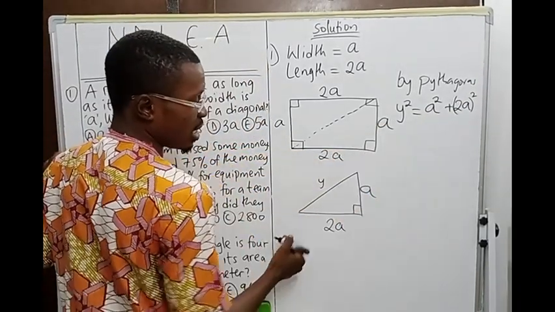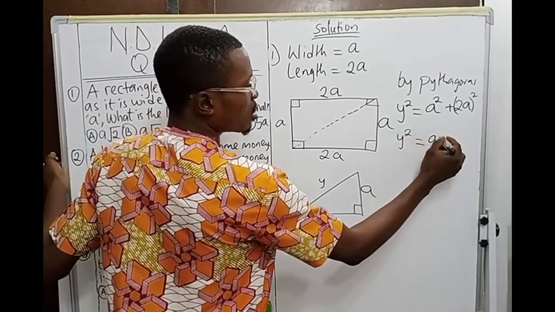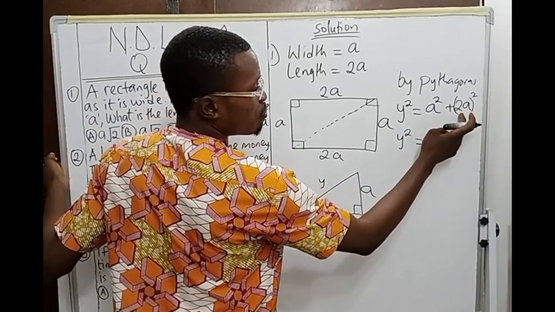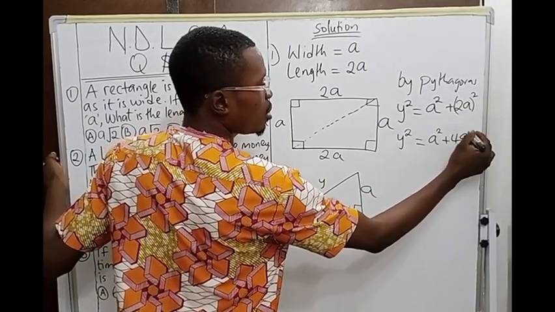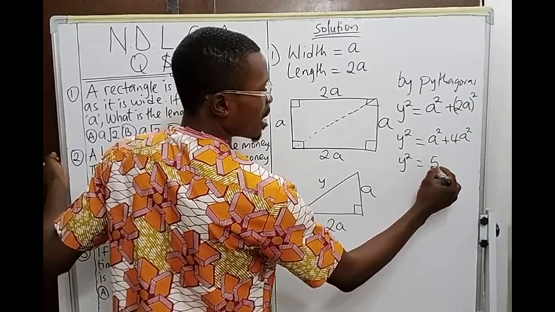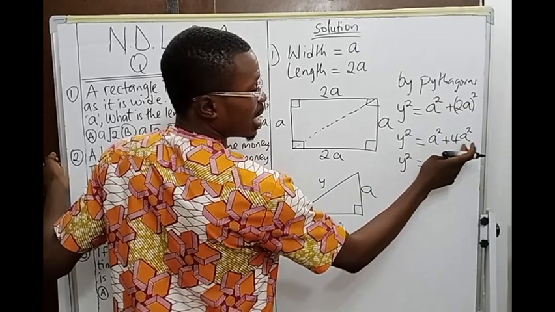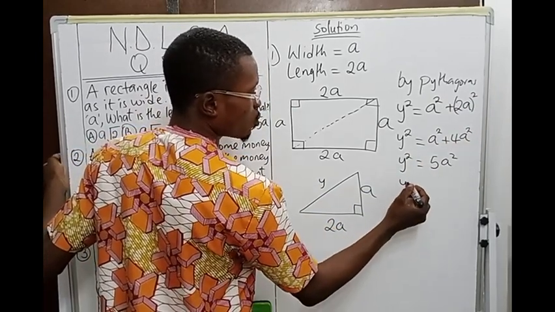This will now give us the length of the diagonal. So our Y square now is A square plus this square, which affects both 2 and A. So 2A square is 4A square. So our Y square now is 5A square. Since they are like terms, you can add them up, right? 5A square. And our Y will now be what?